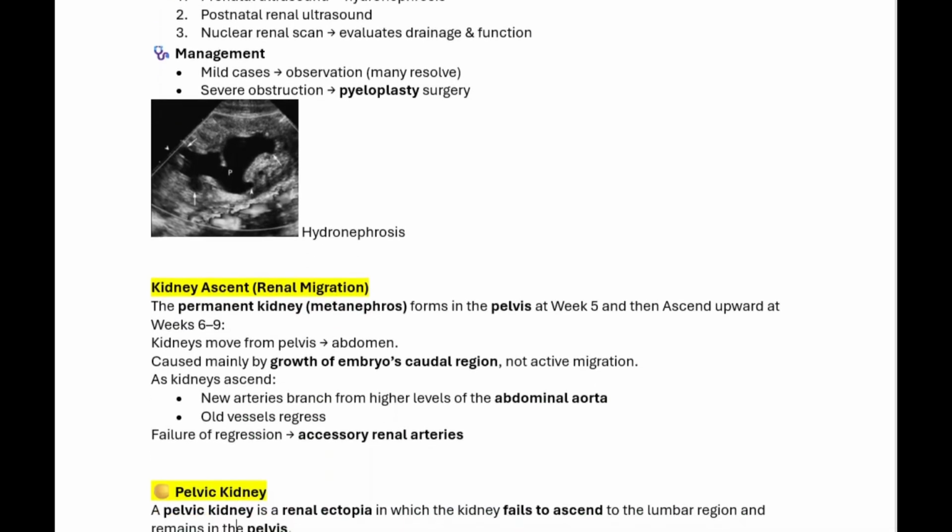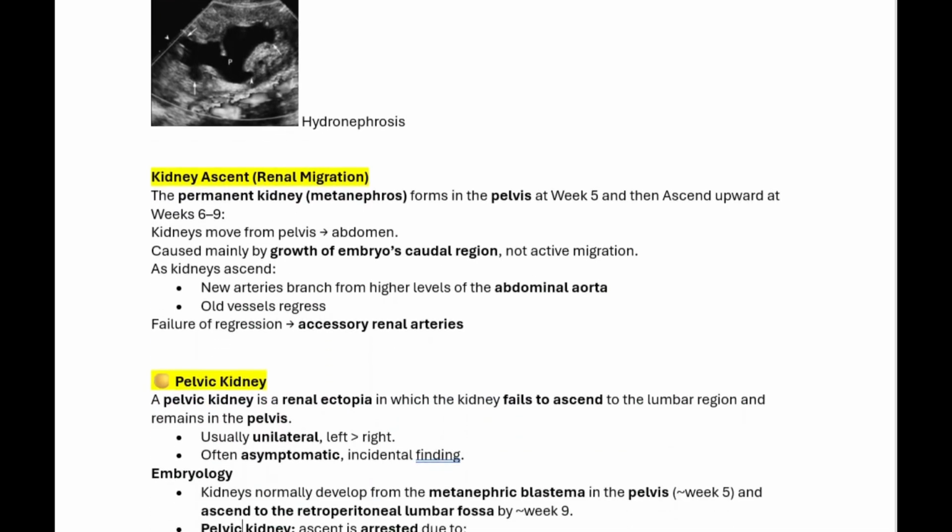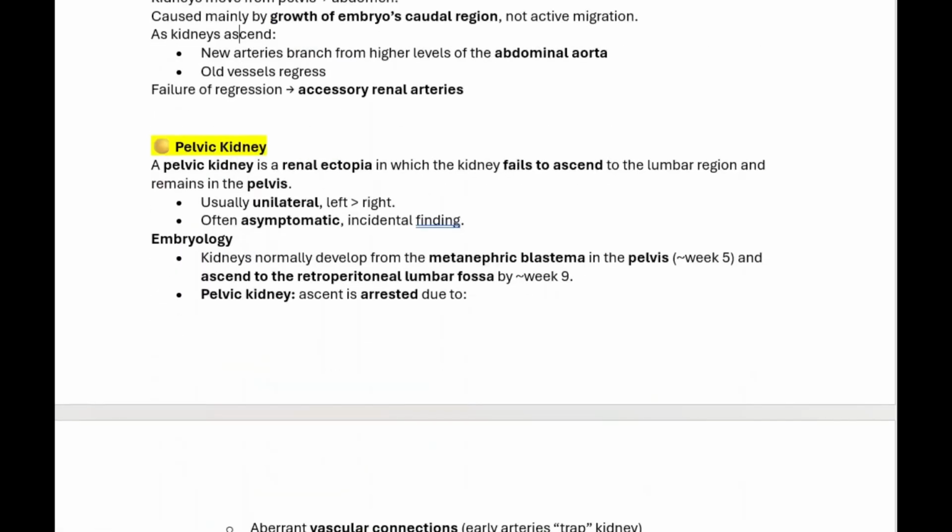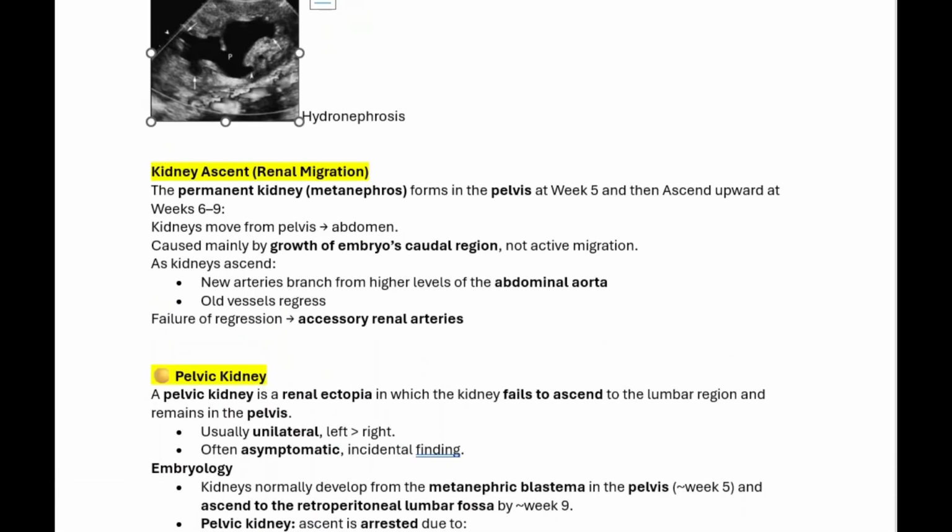Moving on to the next pathology, which is kidney ascent or renal migration. As we know, the kidney develops from the pelvis. Our permanent kidneys are formed in the pelvis at week 5. Once they are formed, they ascend and move to the posterior parts of the abdomen, so they move to the retroperitoneal space. By week 6 to 9, the kidney moves from the pelvis to the abdomen.